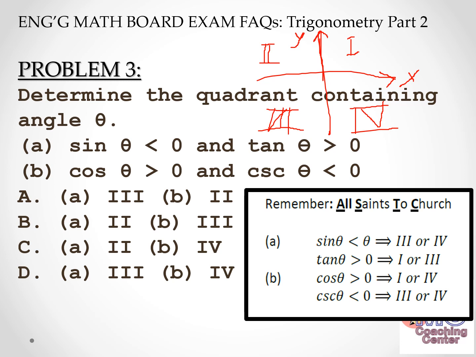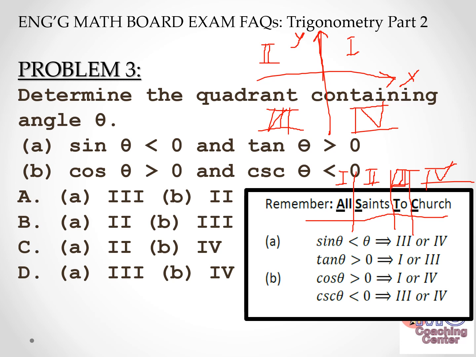All saints to church. So, yung all, this will represent quadrant 1. Etong saints will represent quadrant 2. Yung to natin class will represent quadrant 3. Then, itong church will represent quadrant 4.